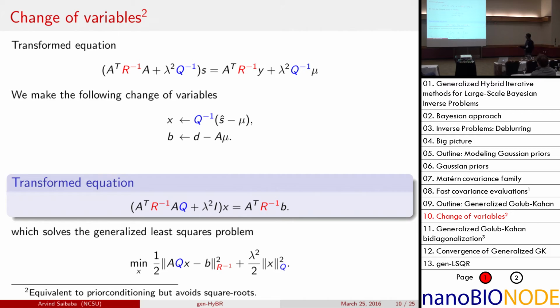And if you know what prior conditioning is, this is a change of variables that is equivalent to prior conditioning, except we avoid these expensive square roots, which are almost impossible to do. Okay, so this is the main idea. Once you identify this transformation of variables, you can work out everything.